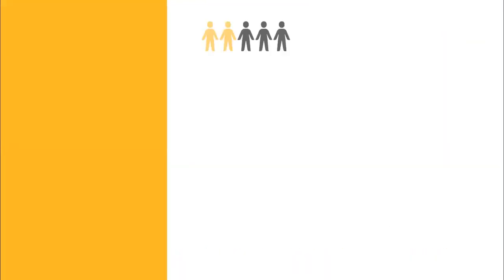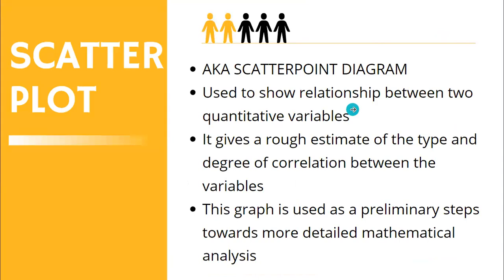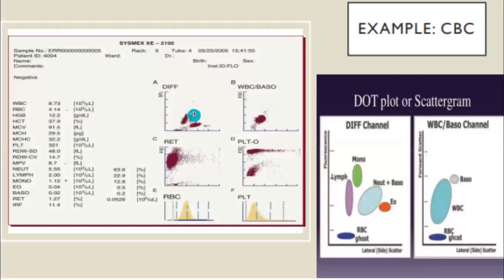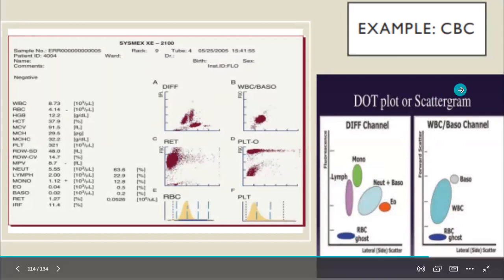And then scatter plot is usually used to show relationship between two quantitative variables. A very common scatter plot diagram is what you see in your CBC reports. So represented by dots here. This is usually what you see in your CBC results, and each dot would represent a particular data. For example here, this is represented by lymphocytes, monocytes, neutrophils, and RBCs, and the like. So that actually ends my lecture.